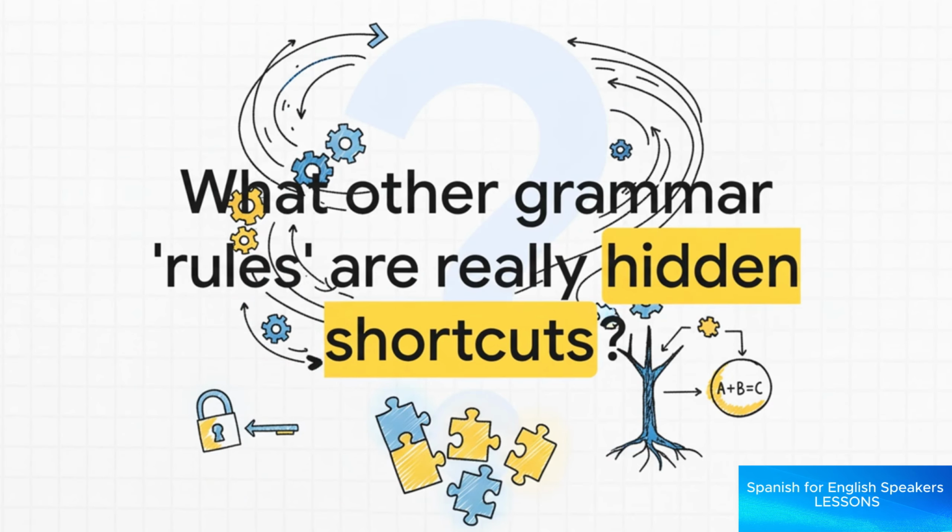So, from now on, whenever you hit a grammar rule that feels weird or frustrating, just ask yourself this. Is this just some random rule I have to memorize? Or is it maybe a hidden shortcut? Is it a piece of a larger, more efficient code that I just haven't cracked yet? Because chances are, it's not just a rule. It's a key to a much bigger, much smarter system that's just waiting for you to crack it.